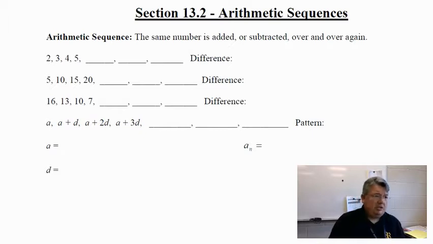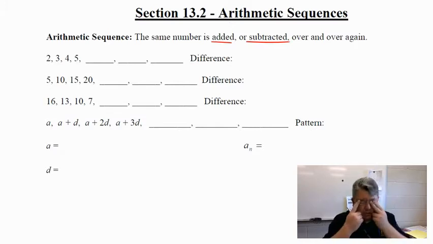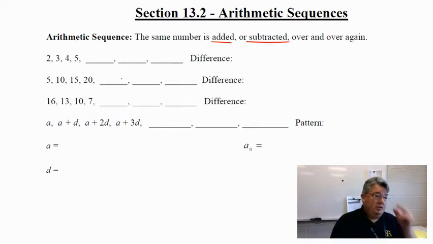Now, an arithmetic sequence is any sequence where the same number is added or subtracted. We always like to think of it as addition, because if I add a negative number, it's going down. Okay, so let's look at these.